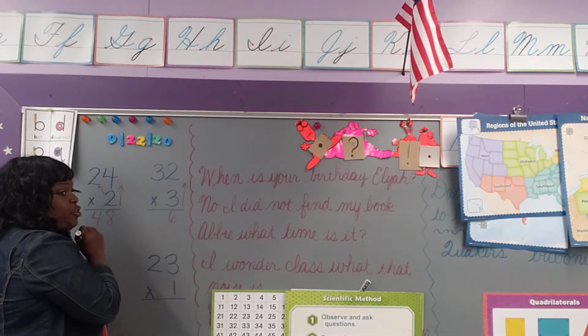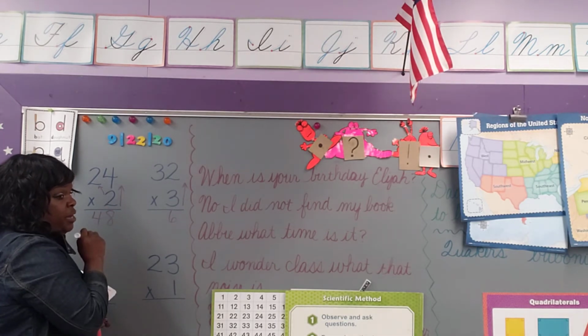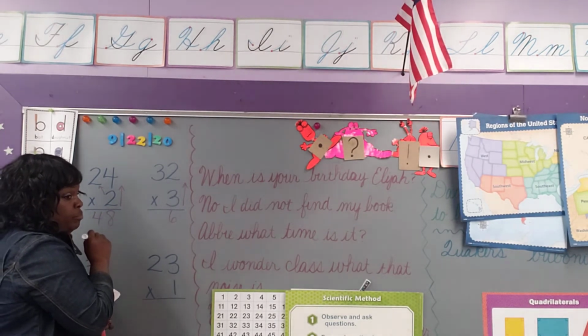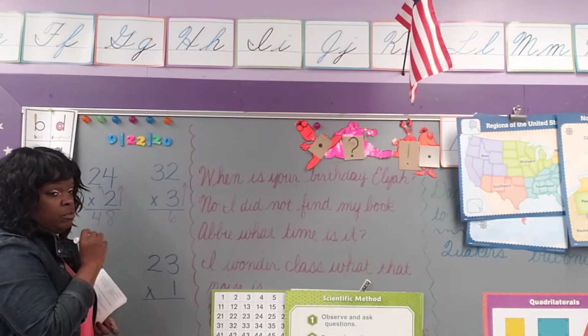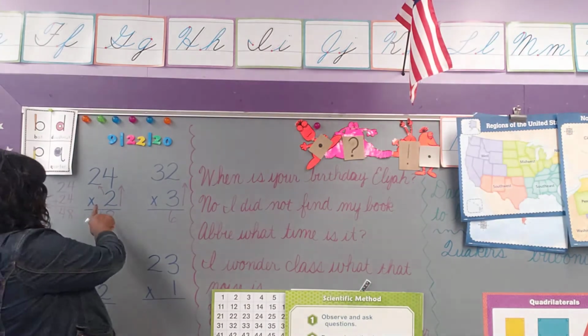And then what do we have to do next? Oh, Aaliyah, what do I need to do now? 3 times 0? No, not times 0. What do I do next? What did I do over here?